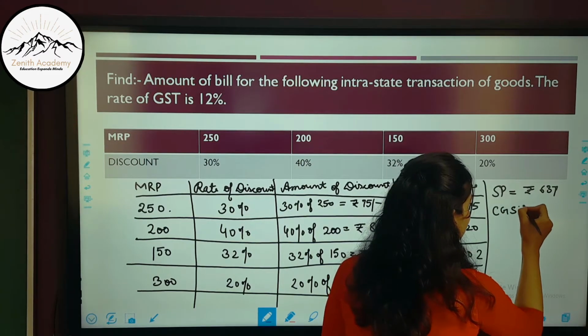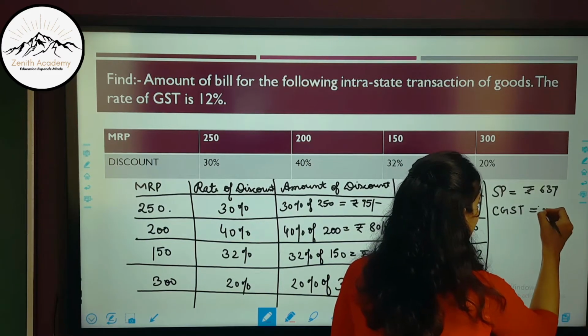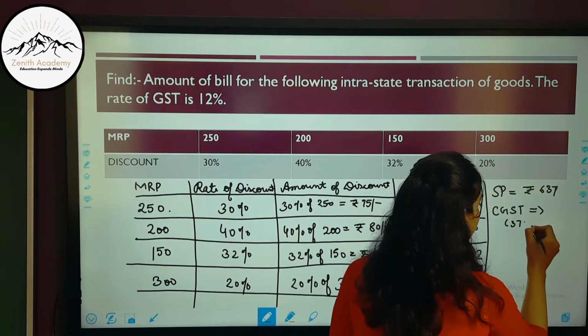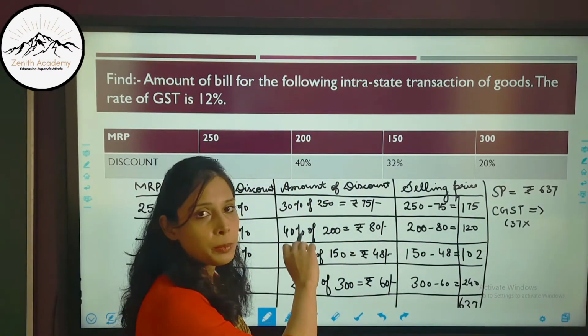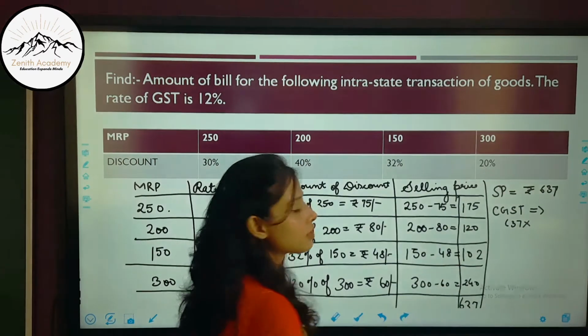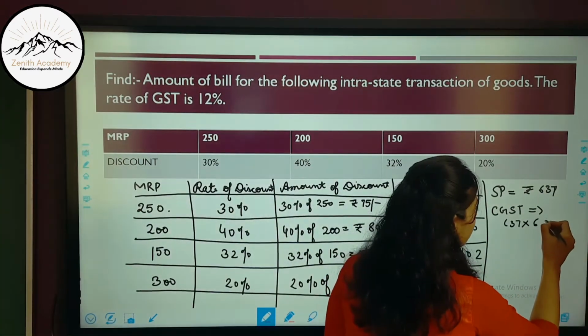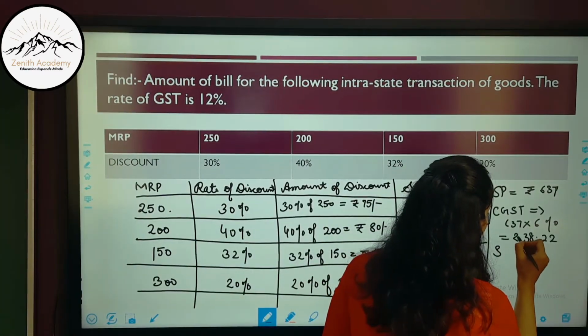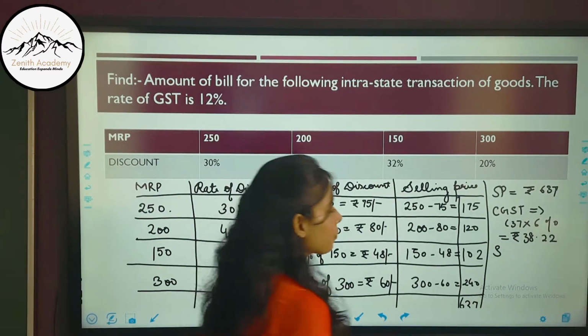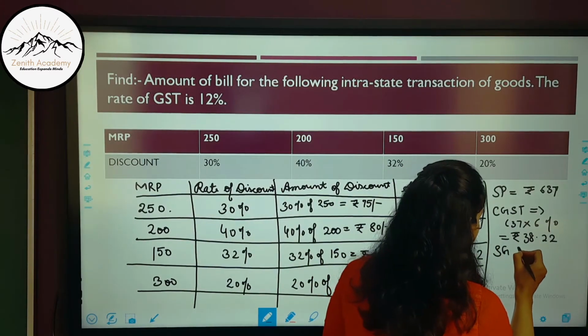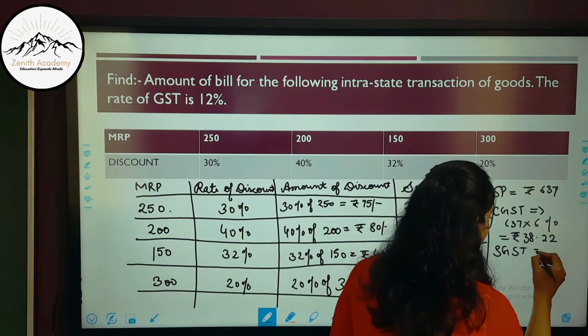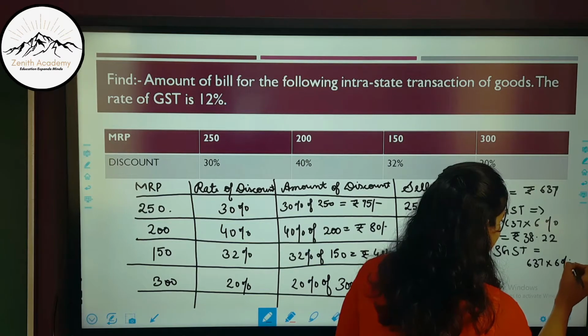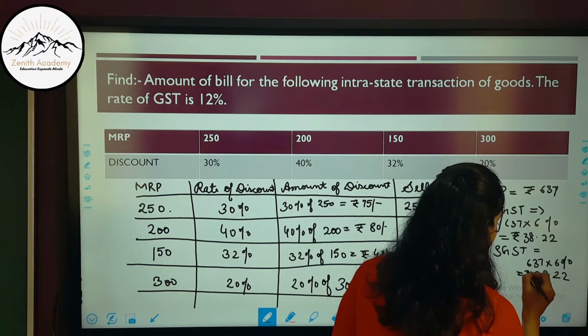So first is CGST: 637 into GST rate of 12%. Equally allocated means CGST will be 6%. This gives us rupees 38.22. Our SGST is also 6%. So 637 into 6% will give us 38.22 rupees.